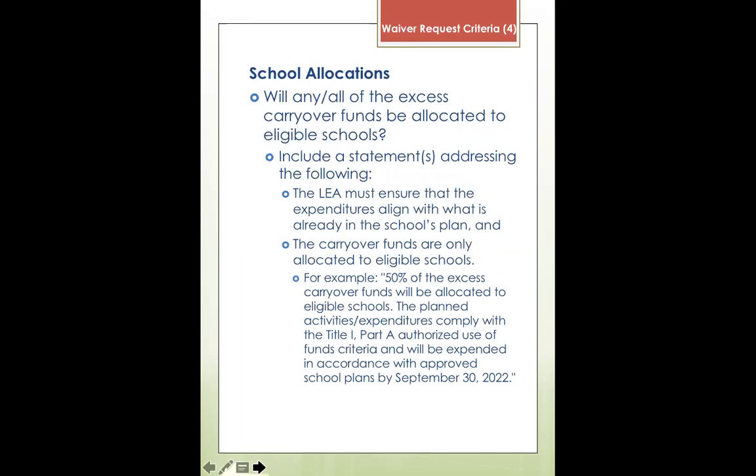The other thing, one more: for any money that you send back to schools, you have to assure that the expenditures will align with the school plan, and that the funds will be allocated to eligible schools, based on your ranking this year. So all of that for the waiver. They're asking a lot more for your waiver explanation in 1,700 characters.